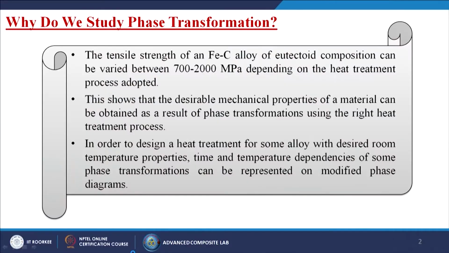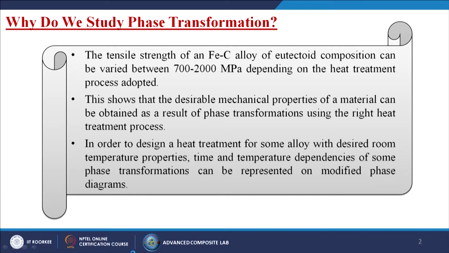Sometimes it is required, from the material scientist's point of view, to change the material properties to gain the materials a wider range of applications. So, first we are going to discuss why we need to study phase transformations. Suppose I give you a small example. The tensile strength of an iron carbon alloy of eutectoid composition can be varied between 700 to 2000 megapascal depending on the heat treatment process adopted.